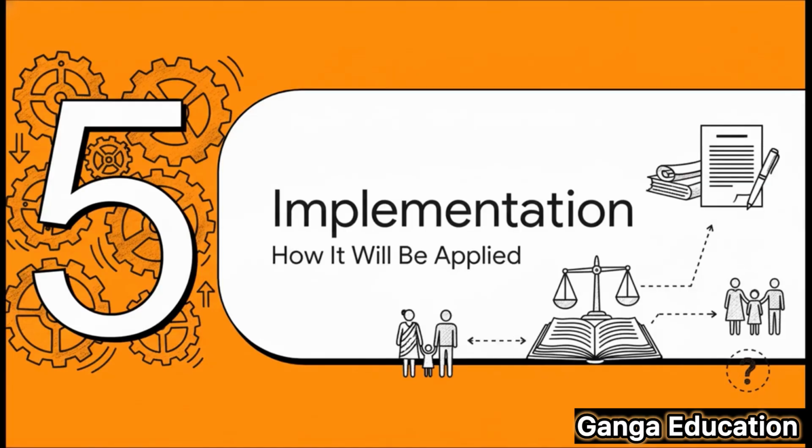So we've covered the what, now let's get into the how. How would this thing actually work in the real world? Who does it apply to? What laws does it get rid of? And are there any exceptions to the rule?